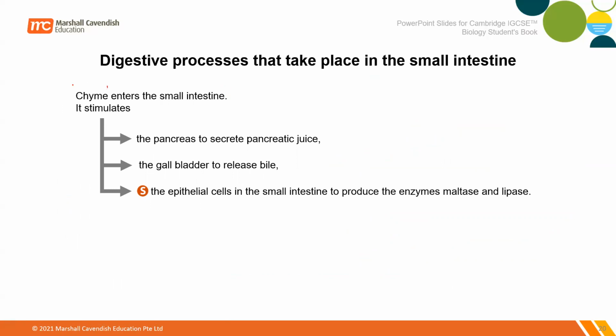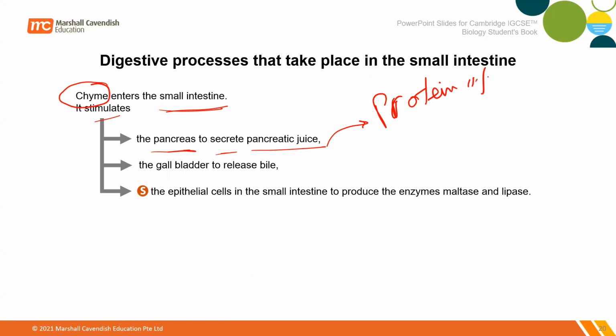Then food in the form of chyme enters the small intestine. Inside the small intestine, a lot of processes will be stimulated. The pancreas will secrete pancreatic juice, which digests some protein because it contains trypsin, and lipids to fatty acids and glycerol because it contains lipase enzyme.